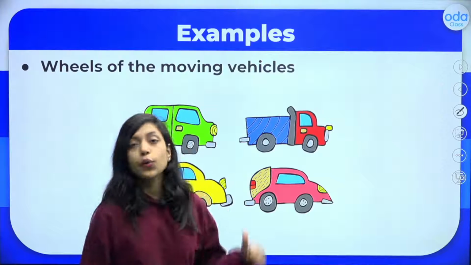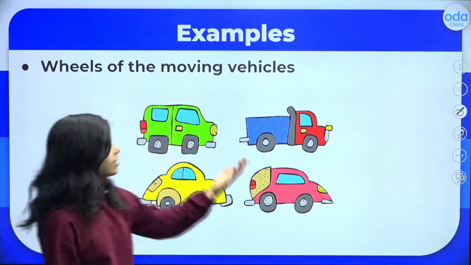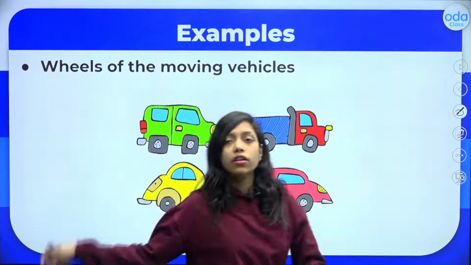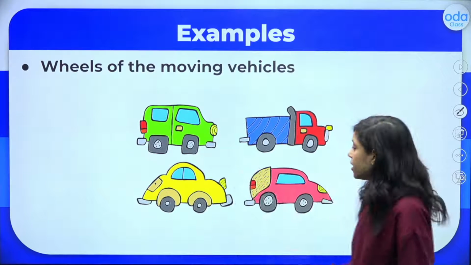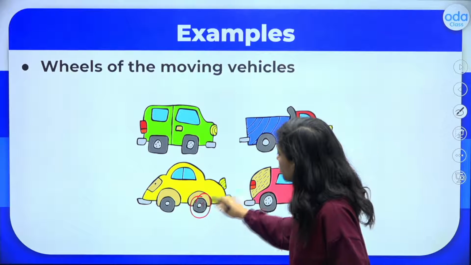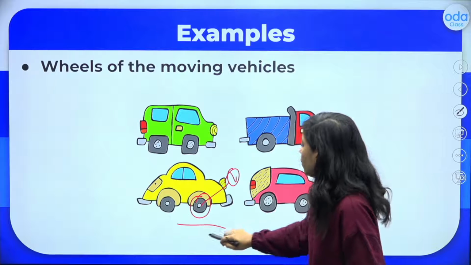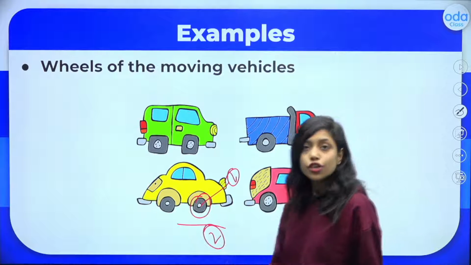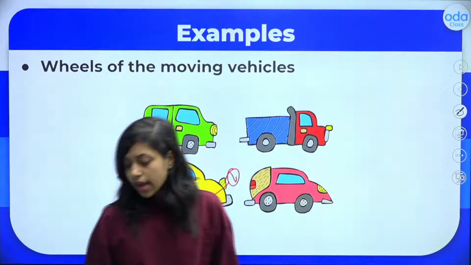Not only that, wheels of moving vehicles, any vehicle you might take, bicycle or car, bus, anything. So there is a wheel which is moving. So this is surface number 1 and the ground will be surface number 2. So there is a friction between the wheel and the ground, hence it is rolling friction.